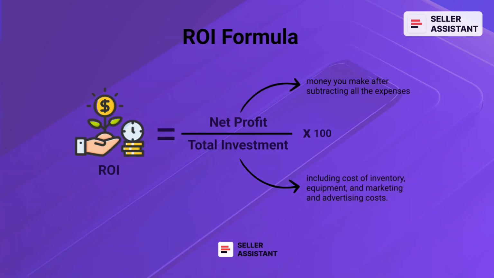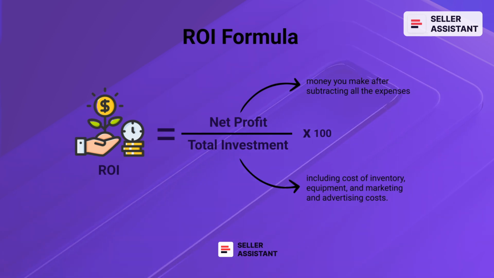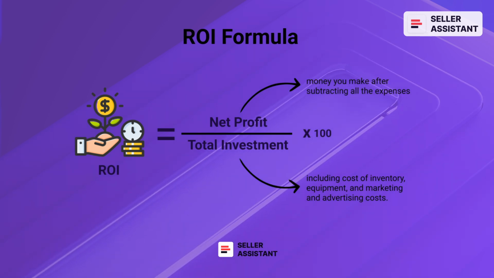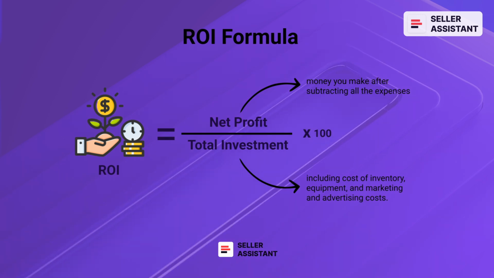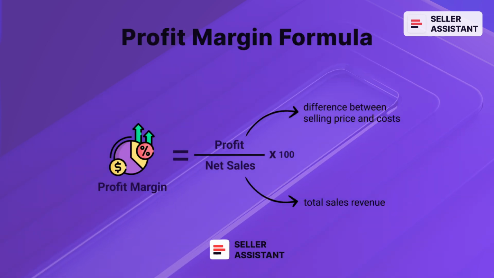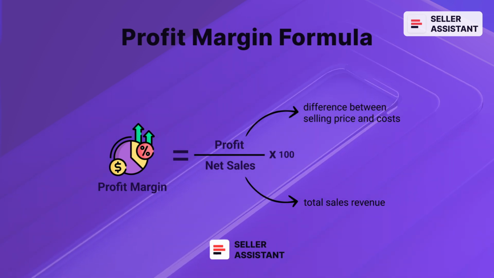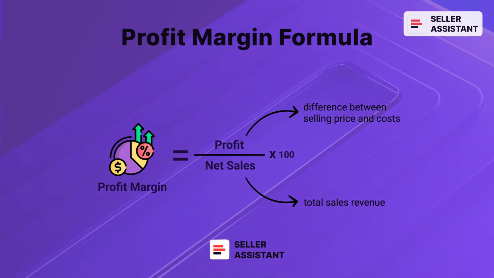ROI, return on investment, is the profitability of investment expressed as a percentage. ROI is calculated as profit divided by COG, sales tax, and 3PL costs, and multiplied by 100%. A good ROI is more than 10%. Margin. The profit margin shows the profit percentage generated by sales. It is calculated as profit divided by price and multiplied by 100%. A good margin is 10 to 15%.